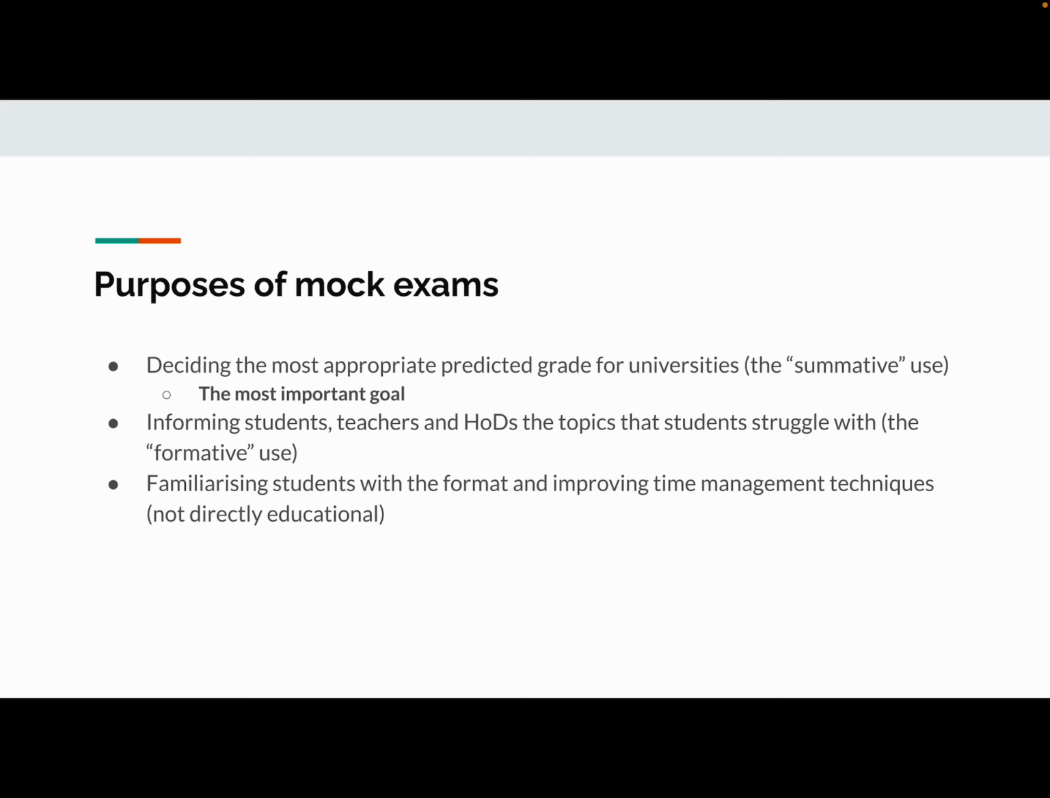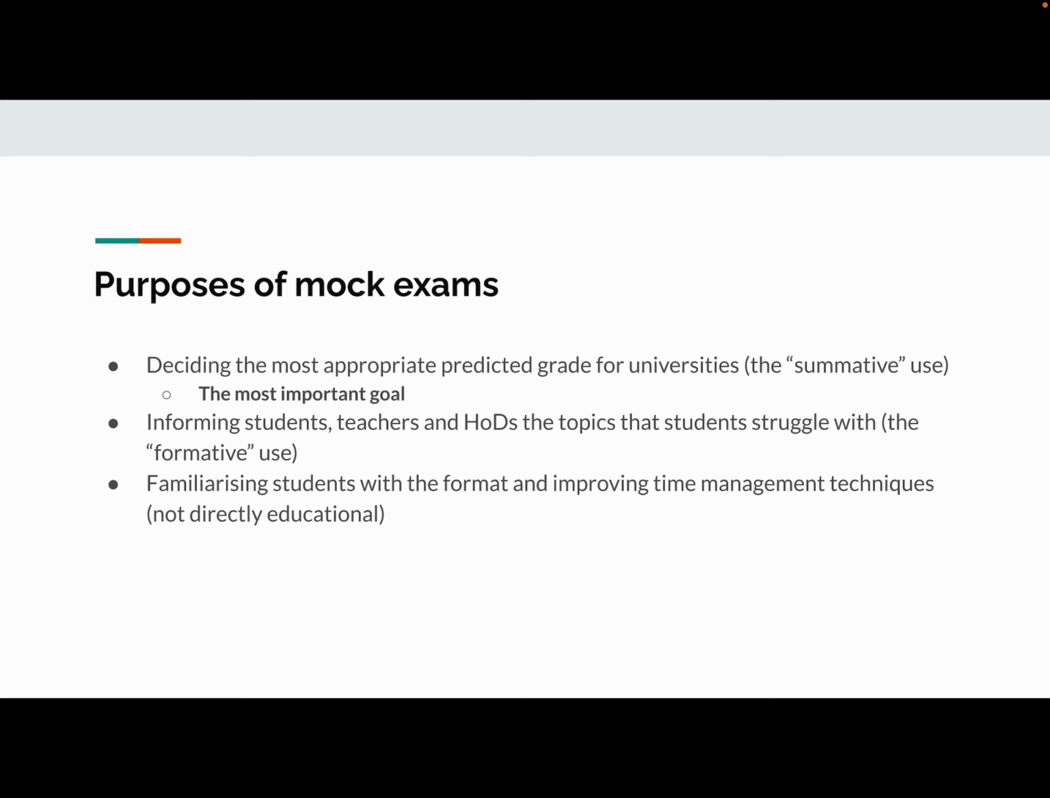Now, in my opinion, mock exams have several purposes, including but not limited to: 1. Deciding the most appropriate predicted grades for university. So this is more of a summative use. And this, in my opinion, is the most important goal. We'll talk more about it later.